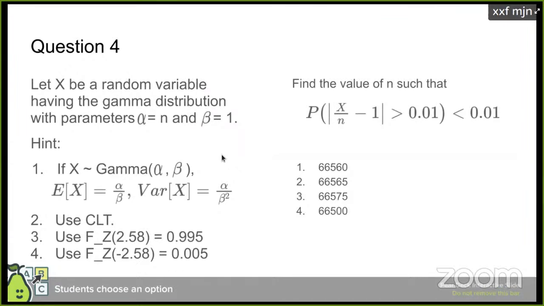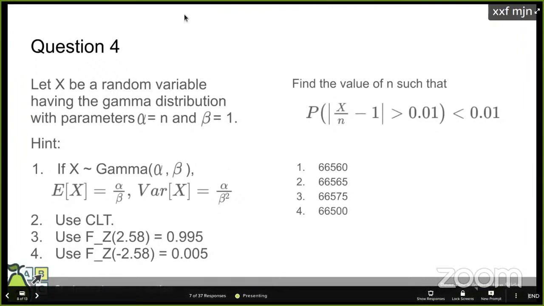Yes, sir. Why? Two options are correct. 66, 5, 64. It should be greater than 63, 5, 64. There are two options greater than. Okay, fine. We'll see.